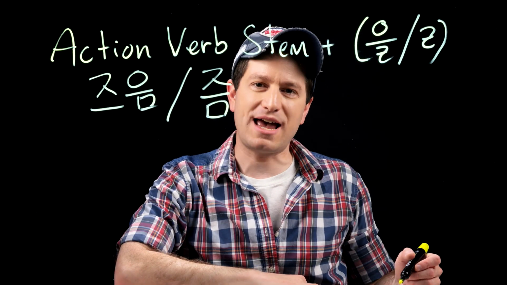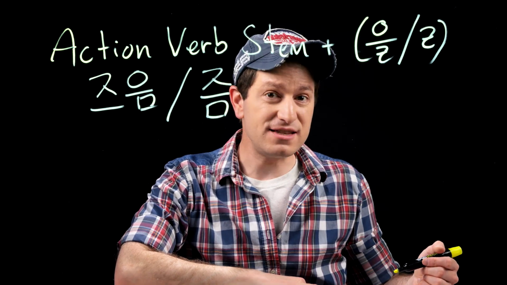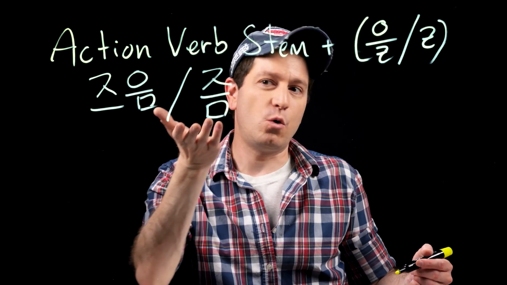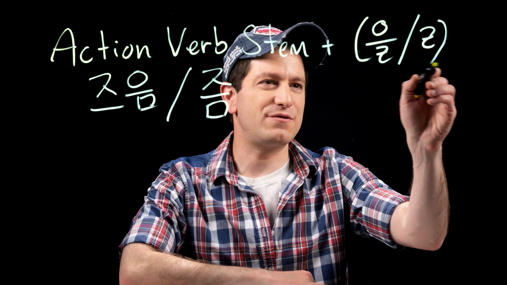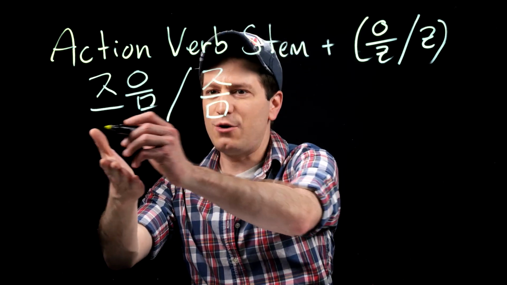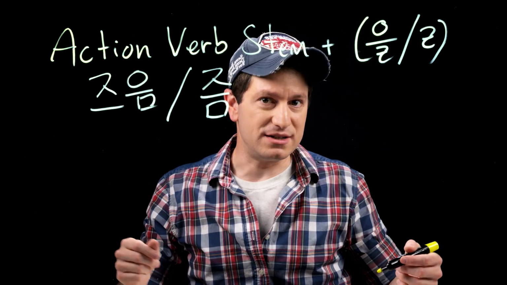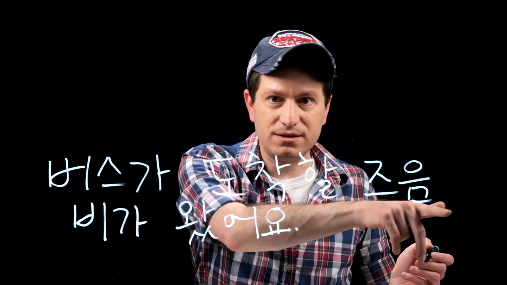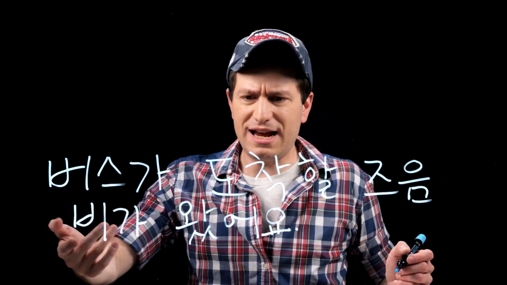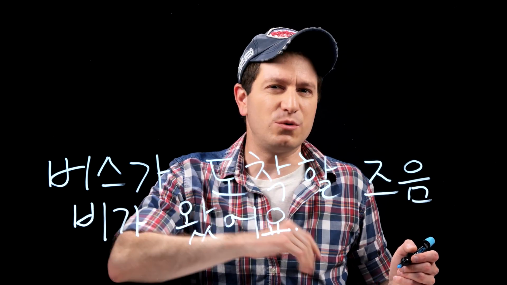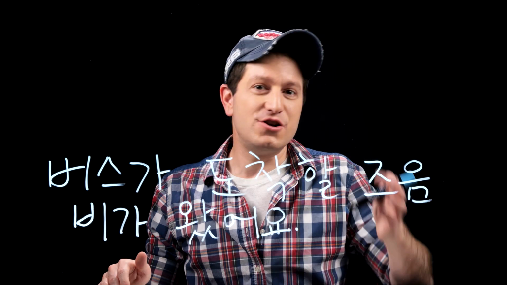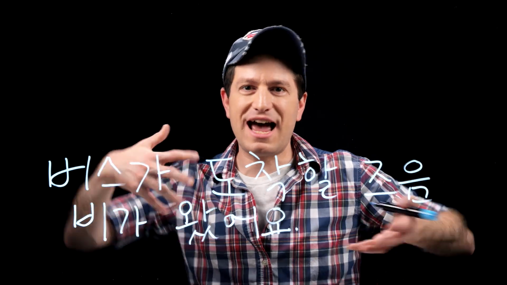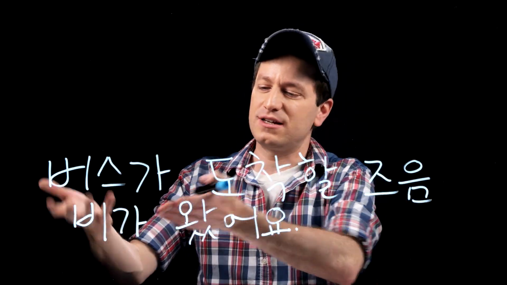You take an action verb stem and you'll attach 을 if it ends in a consonant, or you'll just attach a ㄹ if it ends in a vowel, followed by 즈음 or 쯤. Note that there will be a space after this part. So literally we get around the time that verb happens. So let me erase this and I'll give you an example sentence. 버스가 도착할 쯤 비가 왔어요. So it rained around the time that the bus arrived. 도착할 쯤. Notice that it's used after the action verb 도착하다, to arrive. So around the time when the bus arrives, it was raining.